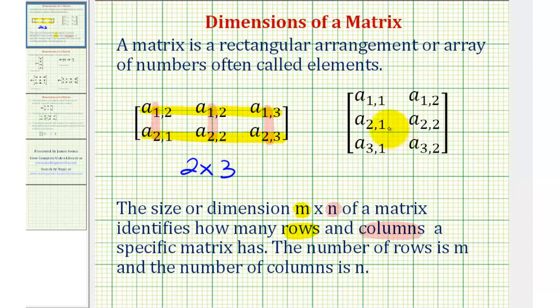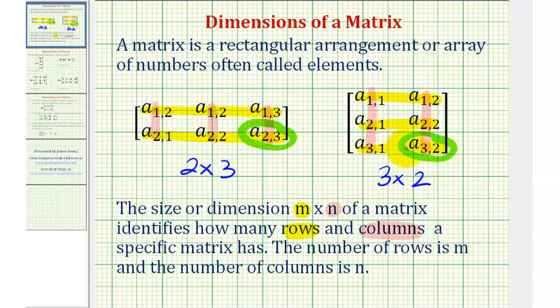Comparing this to the second matrix, notice how this matrix has 1, 2, 3 rows and 1, 2 columns. Therefore the dimensions would be 3 by 2. So this is why it's so important that we understand the dimensions of a matrix. Notice if we consider a specific element in the matrix, for example this element here, it's identified by a sub 2 comma 3, because the position of this element is row 2, column 3. And if we compare this to this element in the second matrix, we have a sub 3 comma 2, because this element is in row 3, column 2.